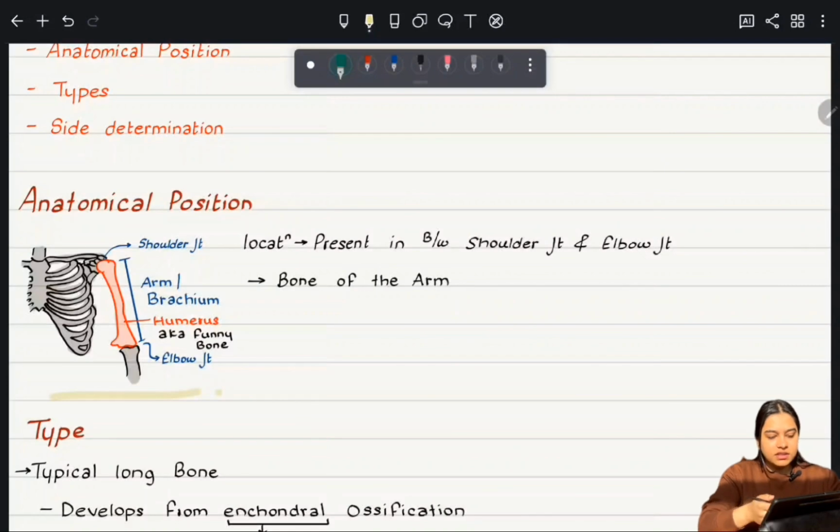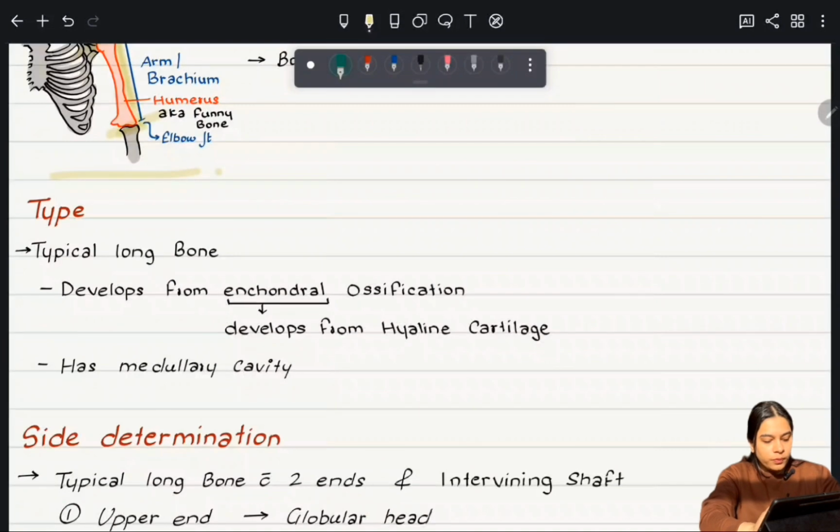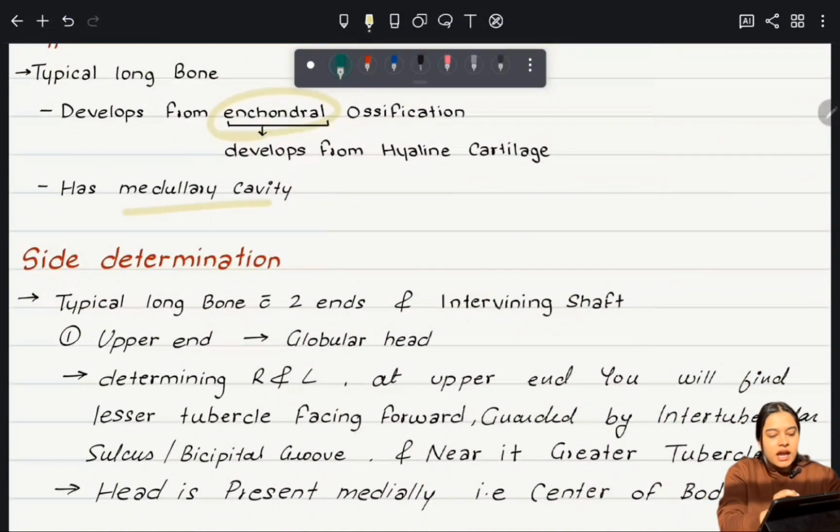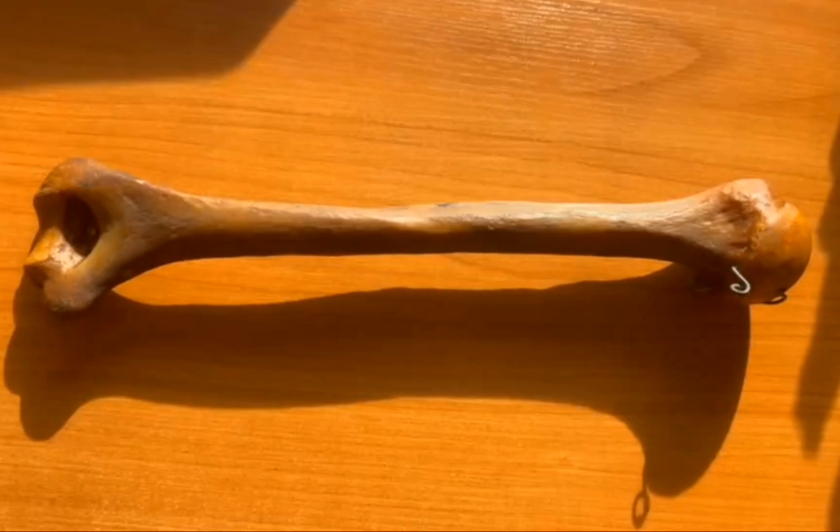This is the anterior view. Here we have the shoulder joint and here we have the elbow, and what you can see is the humerus. So talking about its location, it is present between the shoulder joint and the elbow joint. The humerus is also known as the funny bone. Talking about its type, it is a typical long bone. It is developed from endochondral ossification, that is from hyaline cartilage, and has a medullary cavity.